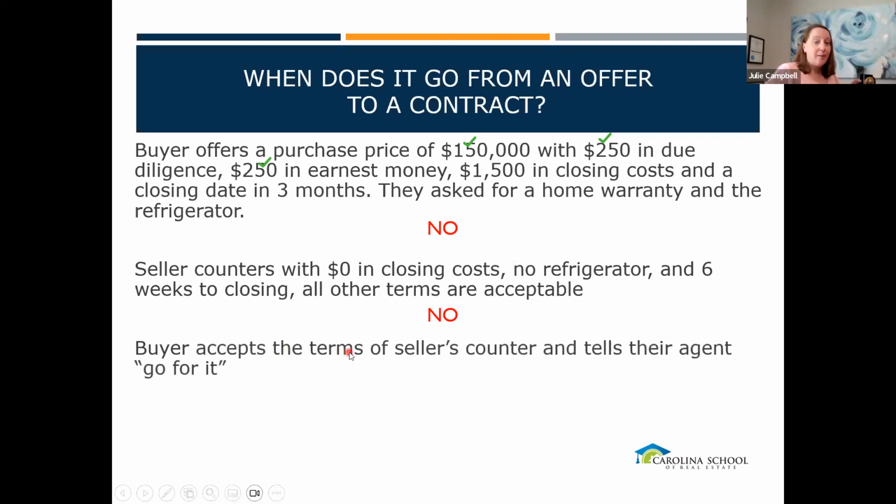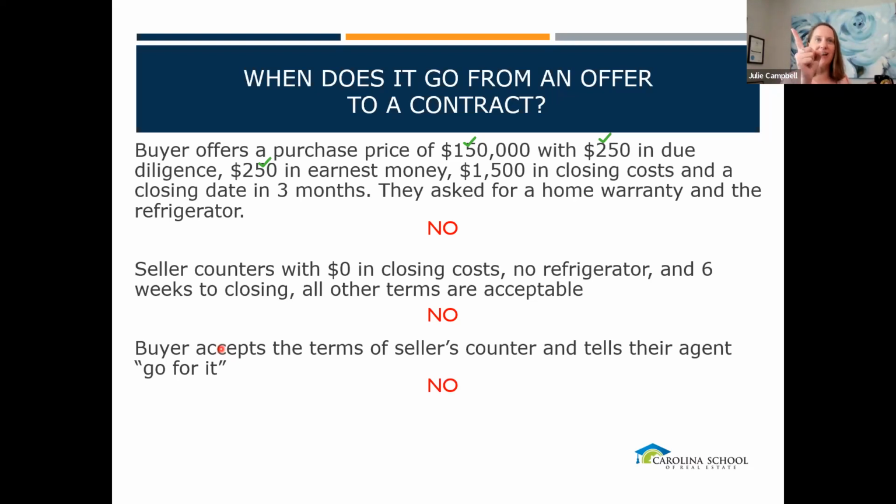The buyer accepts the terms of the seller's counter, and they tell their agent to go for it. The buyer accepts, meaning what? They have signed, and they tell their agent to go for it. Are we under contract? Now we got some mixed head movements here. I'm not under contract yet. I've got to have 2 steps.